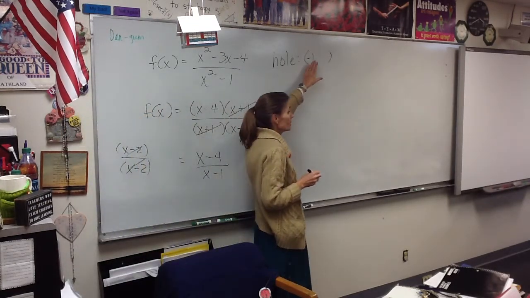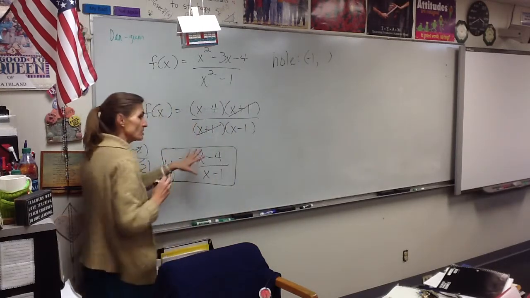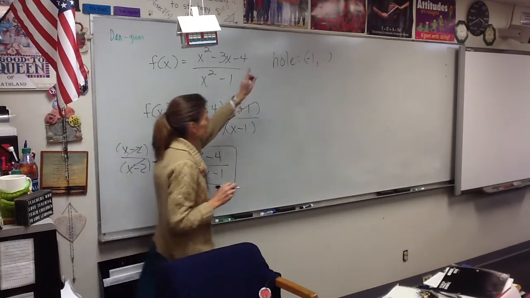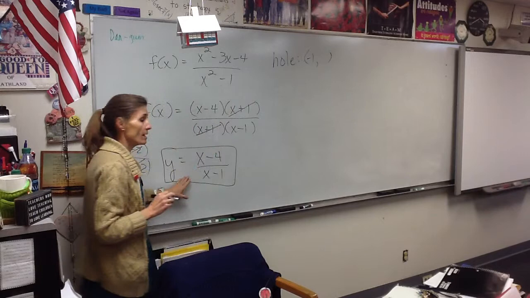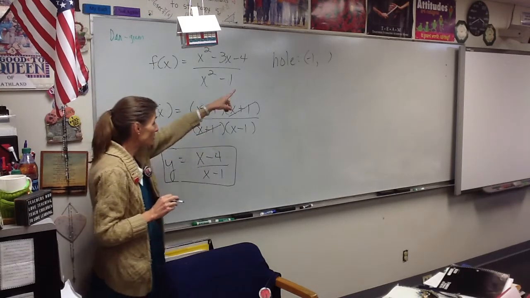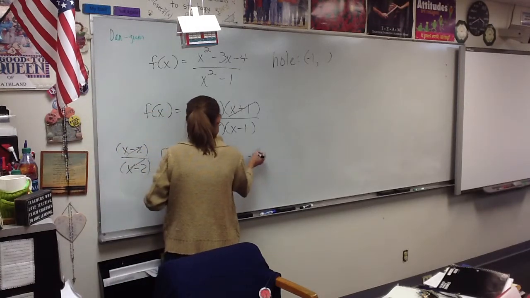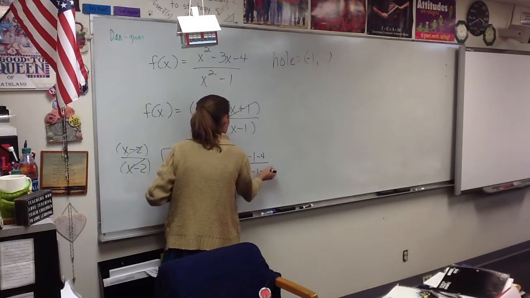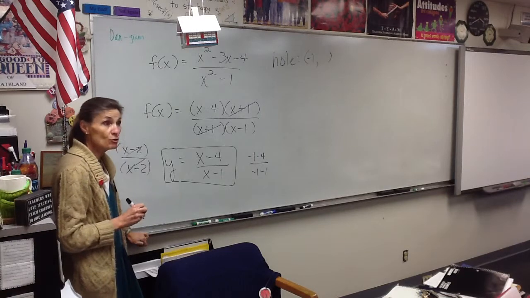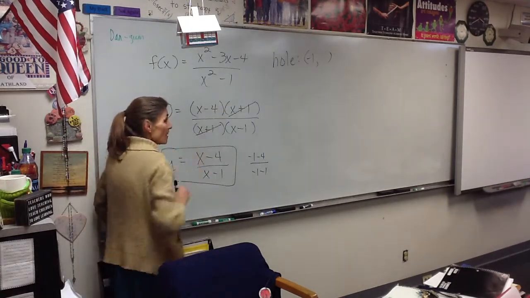Now, we canceled it out. This is our new equation. This is where we're focusing all of our energy right now. If x is -1, I need to figure out what y is. So what am I going to do with that -1? I'm going to plug it in. So I get -1 minus 4 over -1 minus 1. Now this time I do need to simplify that.